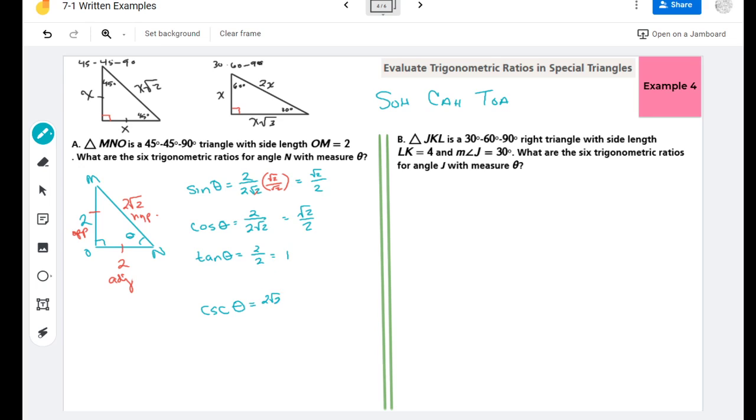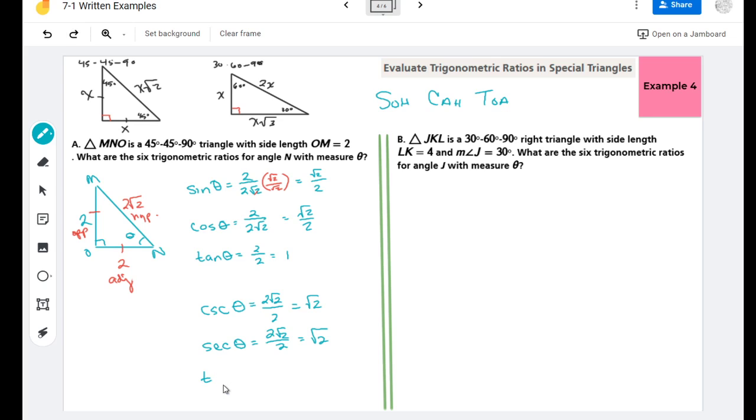But I find that in this case where we had to rationalize, it's easier to just go back to the triangle and label them. Because here my 2's cancel out and I'm left with root 2. And that's kind of quick. Alright, now my secant goes with my cosine. And my secant would be the hypotenuse over the adjacent, which again gives me root 2.